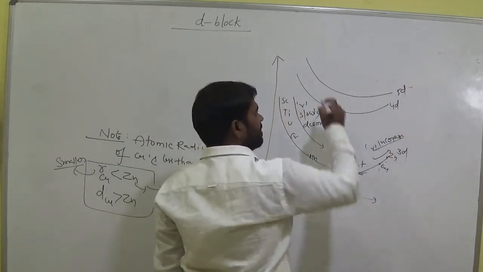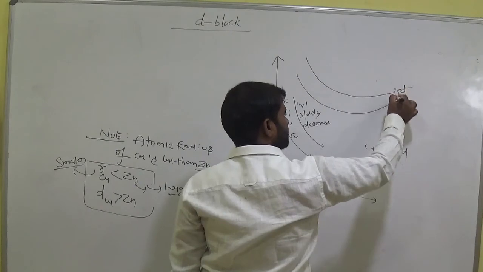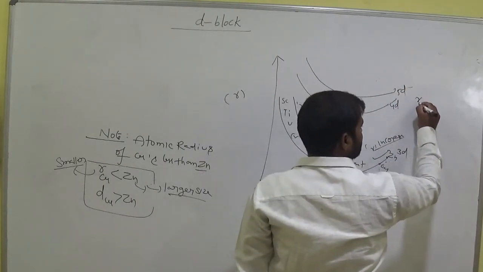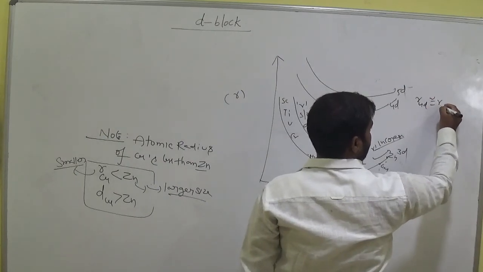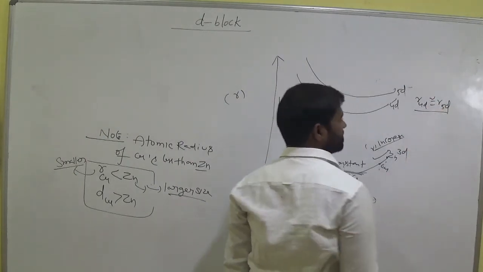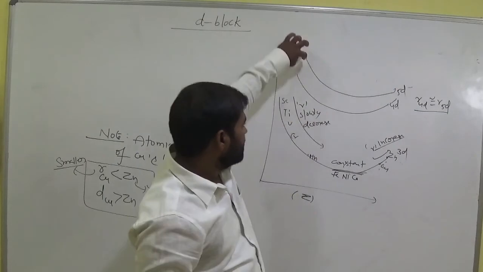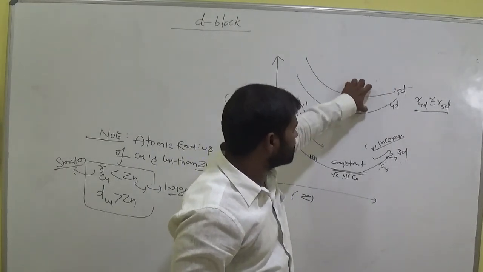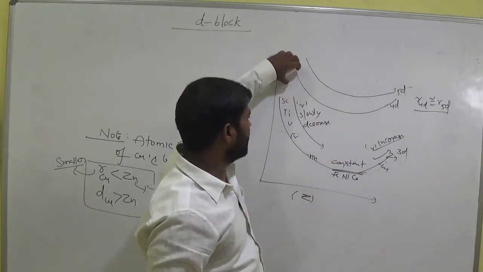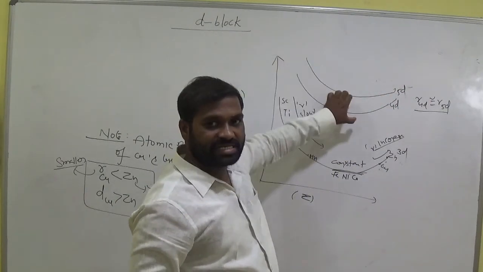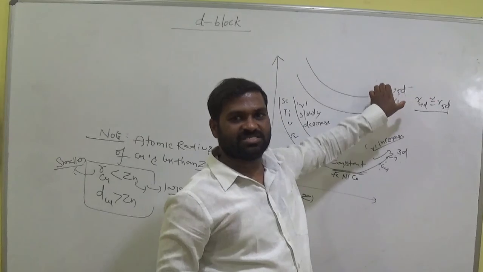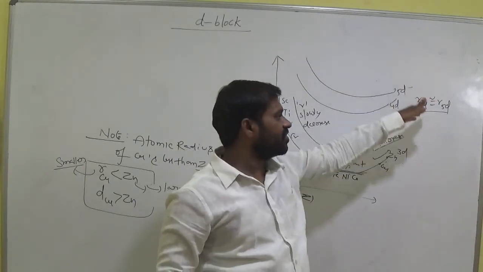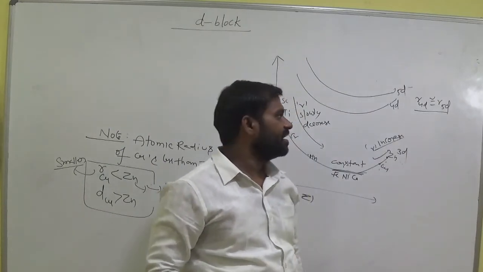Same, slowly decrease and increase. But between these two series, the radius of 4d is almost similar to the radius of 5d. I already explained that. In the 5d series, initially it slowly decreases, then constant, and again increases. The 4d also slowly decreases, then constant and increases. Between these two series, what happened? Radius of 4d is almost similar to radius of 5d.